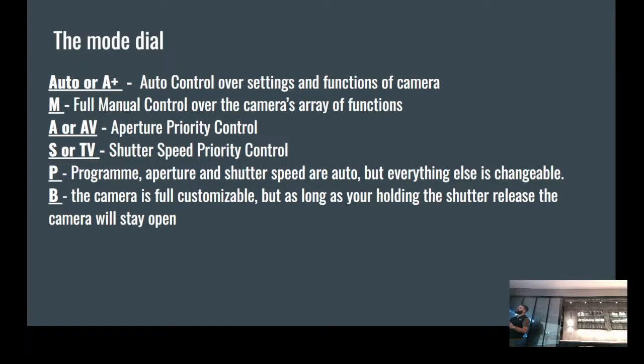And then B, this is a button that I don't see on many cameras nowadays, but some models still have it, and I have one that I love that has it. B is a fully customizable setting on the camera, but as long as you're holding the shutter release on the camera, it will stay open. If you're someone who wants to experiment with long exposures, this is where B is one of the coolest ones.